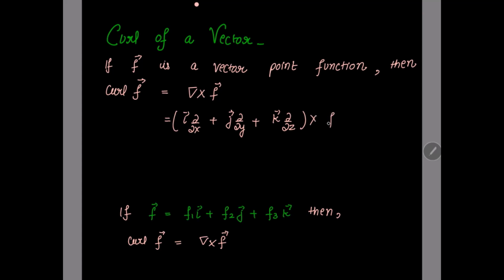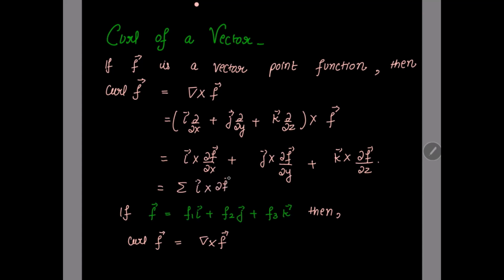Which is equal to, I take the cross product of i with ∂f/∂x, then j its cross product with ∂f/∂y plus k its cross product with ∂f/∂z. Fine, which can also be summed up as summation. Just write the first term only, i cross ∂f/∂x.